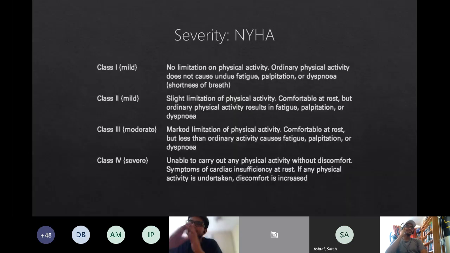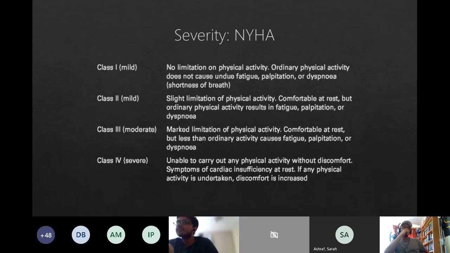So severity, I think this is what you were getting at. You can look at their symptoms, and this is the New York Heart Association classification. Learn this for your exams. It's quite good.